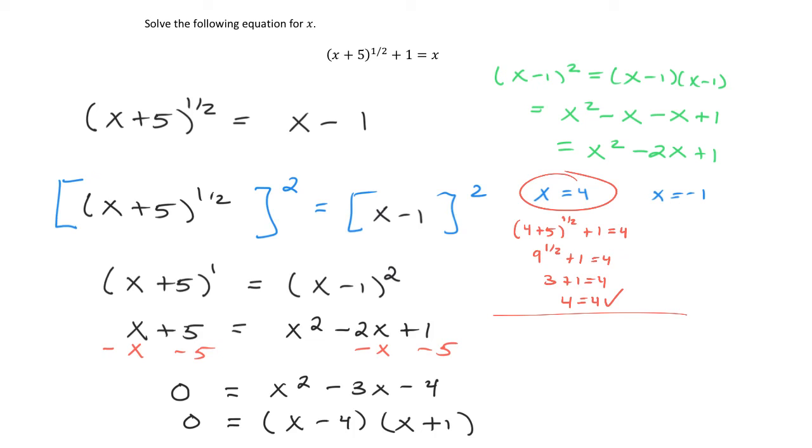Okay, let's now try -1. In this equation, I get 4 to the 1/2. This is not looking good. 4 to the 1/2 is the square root of 4, which is 2. And 3 equals -1. Okay, that's false. And this means that was extraneous. There's only one solution to this equation, and that is x is equal to 4.